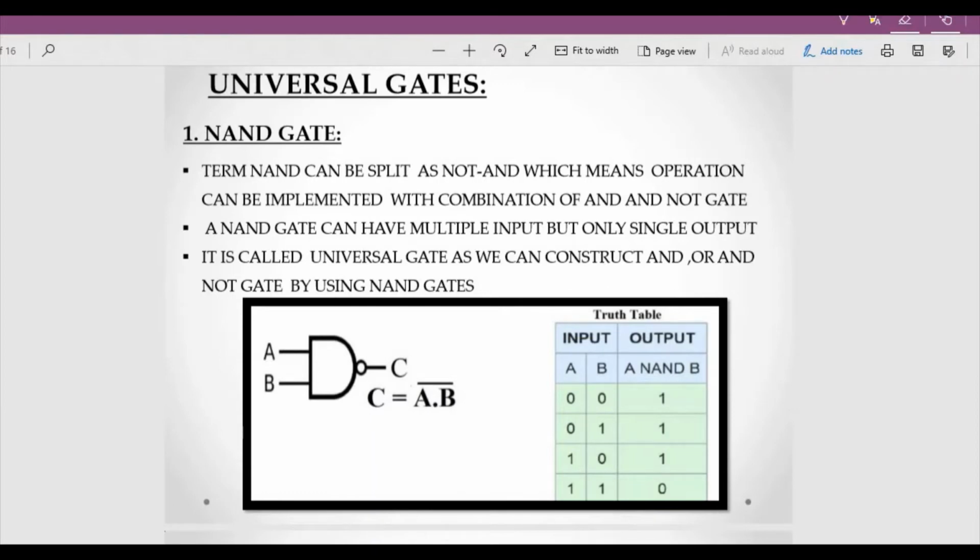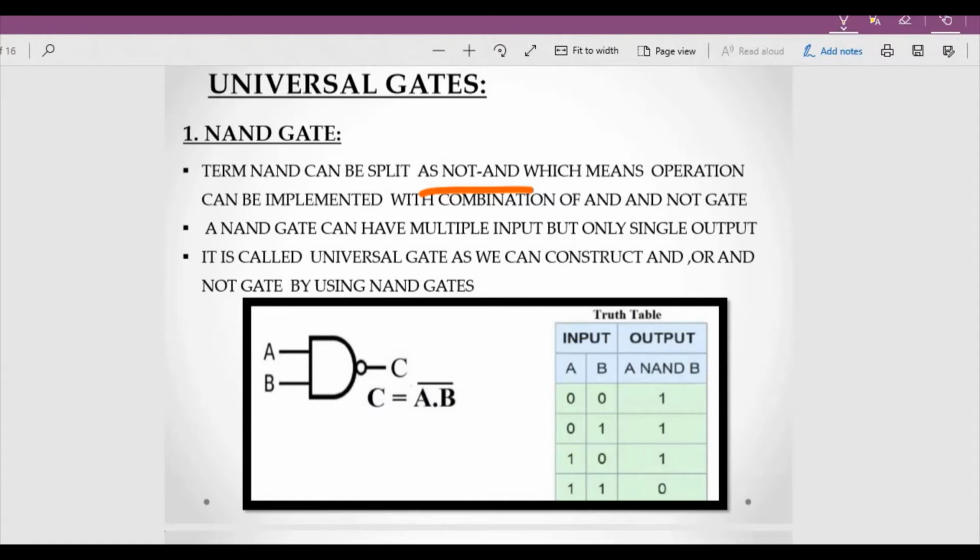So now you can see that the universal gates are made up of nothing but the base gates only. The base gates we have got are NOT, AND and OR. So here we get the NAND gate by utilizing two gates, that is a NOT and an AND gate. A NAND gate can have multiple inputs but only a single output.